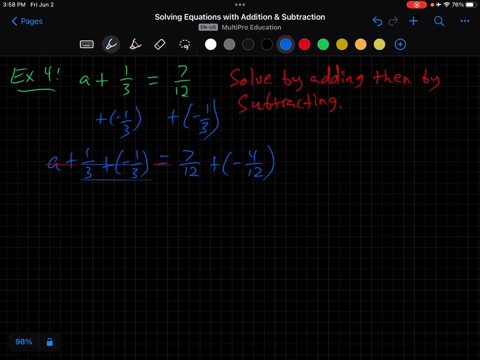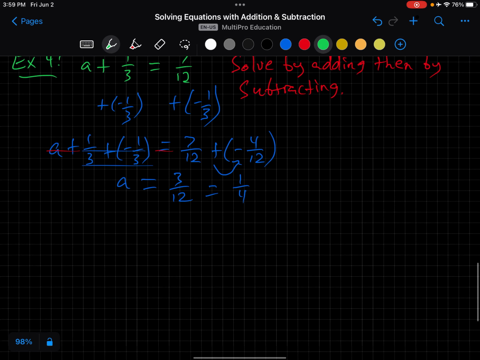All right, so we know that this part here goes to 0. Okay, so then we're left with a is equal to, and then when we add a negative number, it's basically like subtracting. So we got 3 over 12, which we know that's 1 over 4. Great, we did it by addition.